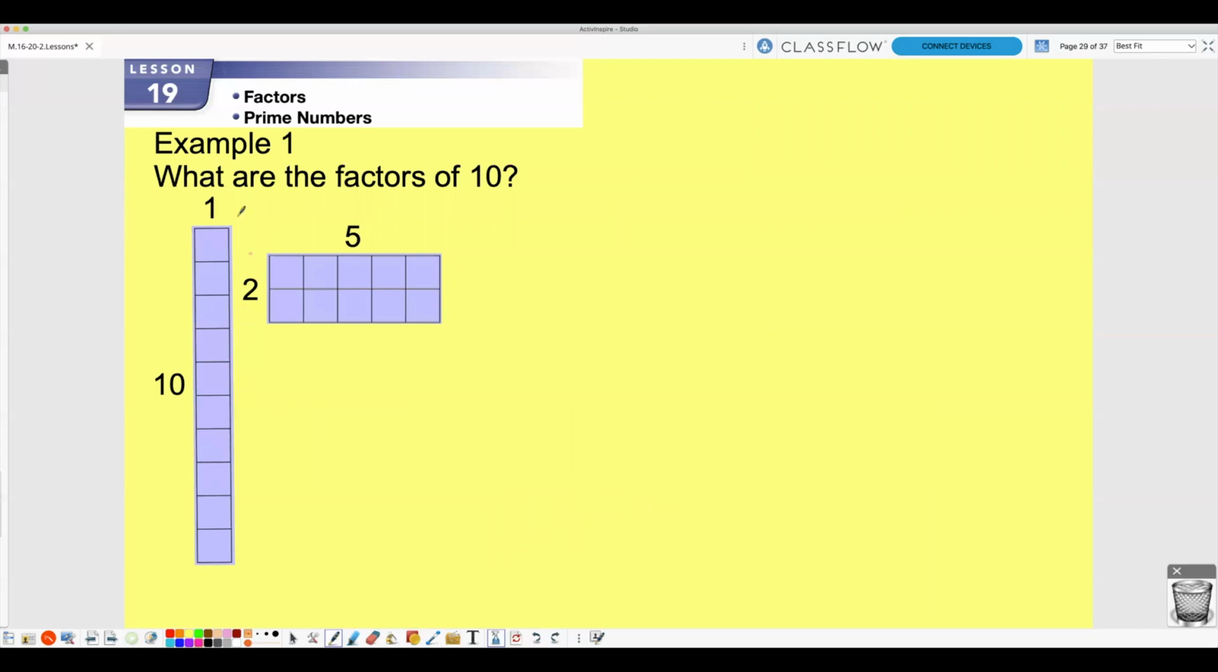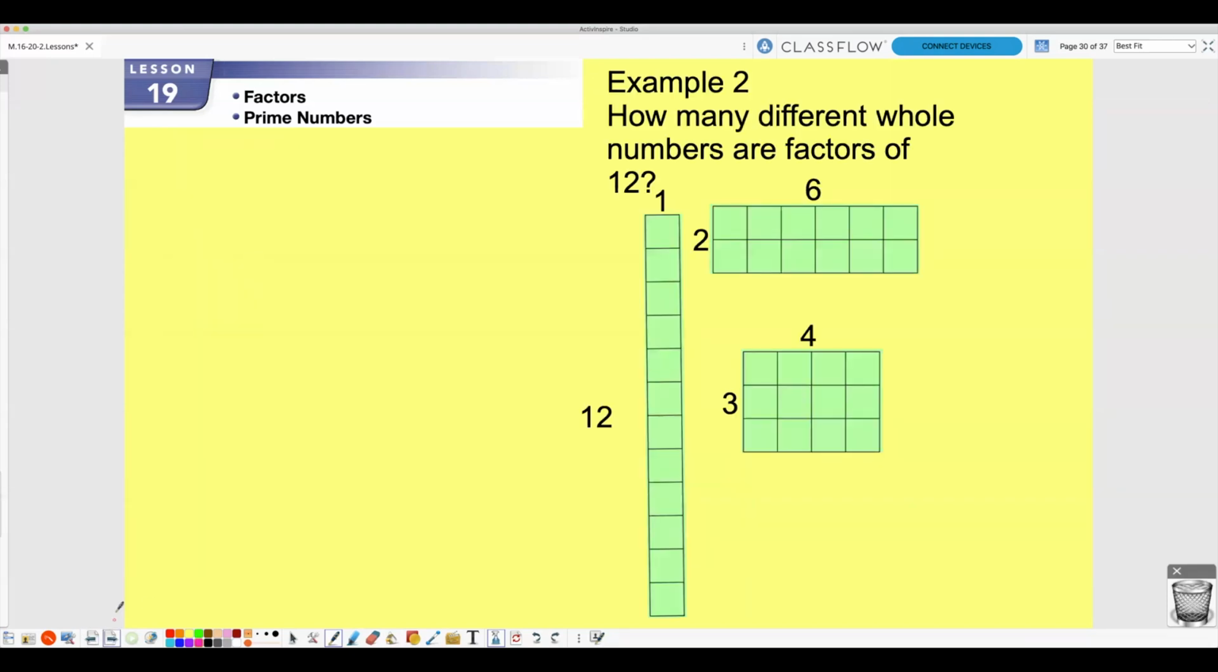So example 1, what are the factors of 10? Well, here they are. Usually I start with 1, and then I go to 10, and I know that 2 will go into 10 5 times, and 3 doesn't work, so 3 is not it, and 4 does not work, so 4 is not it. That's it. So the factors are 1, 2, 5, and 10. Those are all the factors of 10.